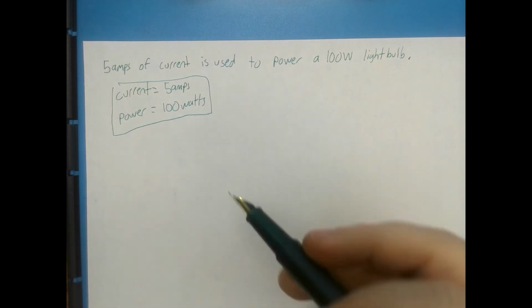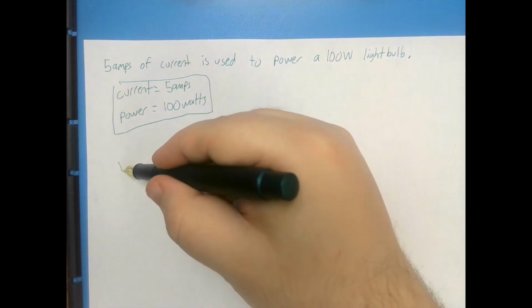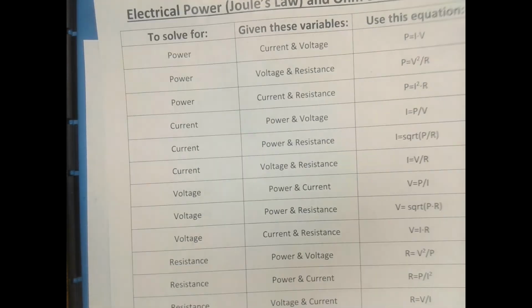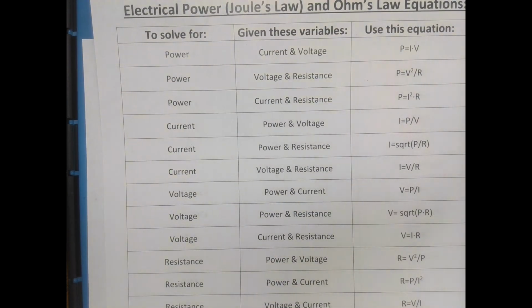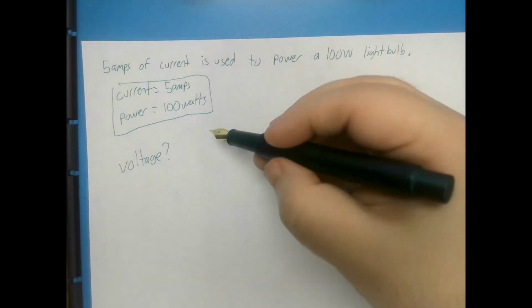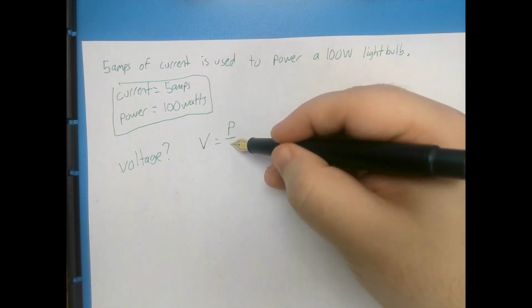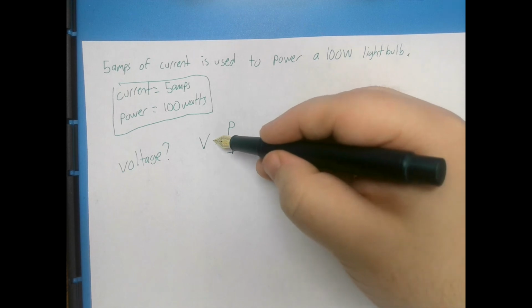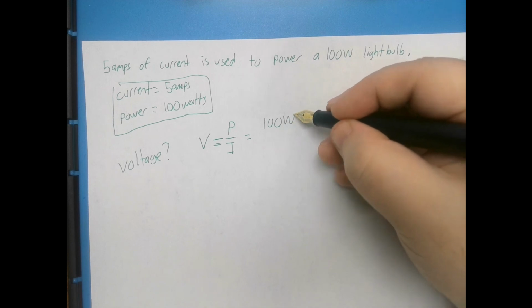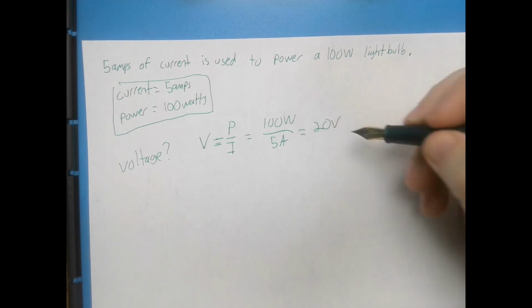So let's solve for everything else. Let's solve for voltage. Voltage, given power and current, is equal to power divided by current. Our power is 100 watts. Our current is 5 amps. So our voltage is 20 volts.